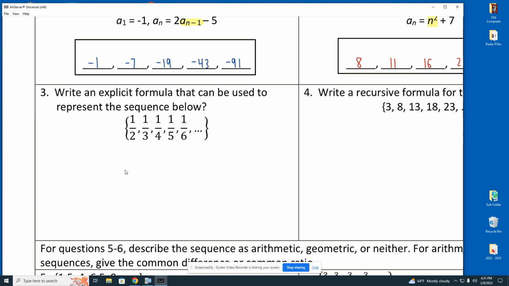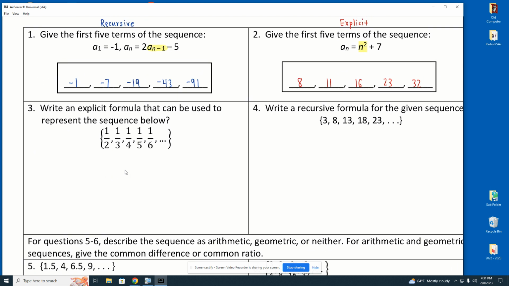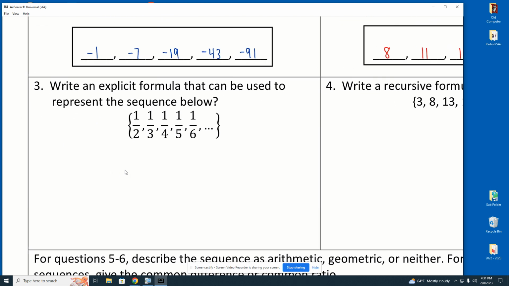So I'm going to put a couple on the test where you have to write these based not on it being arithmetic, not on it being geometric, but just on what you see. So this one, they want me to write an explicit formula. Okay, now look at this thing. Remember, explicit means to have come up with 1/2, I needed to plug in 1. To come up with 1/3, I needed to plug in 2. Plug in 3. Plug in 4. Plug in 5.